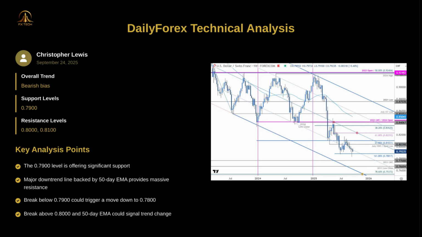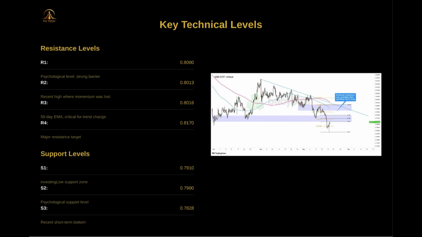Conversely, a break above 0.8 and the 50-day EMA might signal a potential trend change, though this scenario appears less likely given the current technical structure. The overall assessment aligns with other sources, confirming the prevailing bearish sentiment while acknowledging key levels where the market could potentially reverse. Understanding the key technical levels is crucial for trading USD CHF effectively.